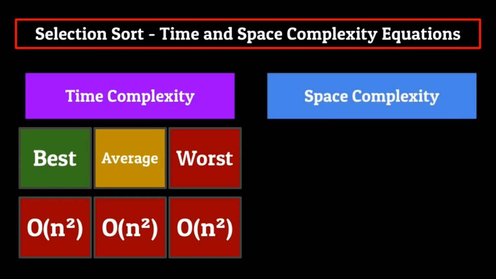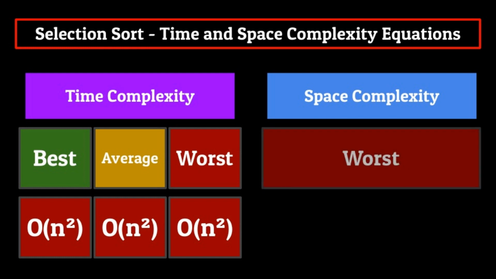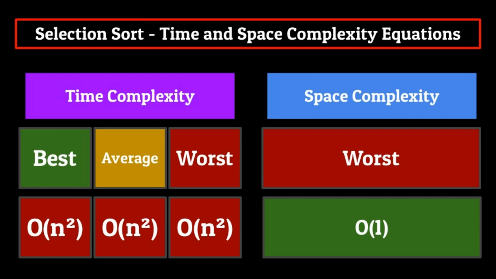As for space complexity, since the algorithm is in place, like we mentioned at the beginning of this segment, its space complexity is O of 1. If you remember back to our episode on time and space complexity, this simply means that no matter the size of the list, the algorithm will create no additional memory to help sort it, which is very useful for programmers trying to save space.